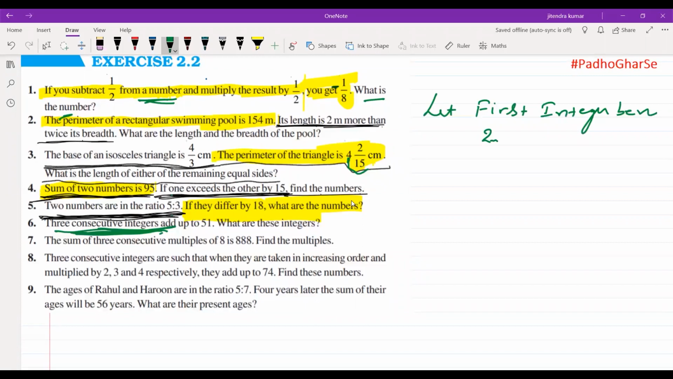3x plus 3 is equal to 51, so 3x is equal to 48. 48 by 3 is 16. So x is equal to 16.